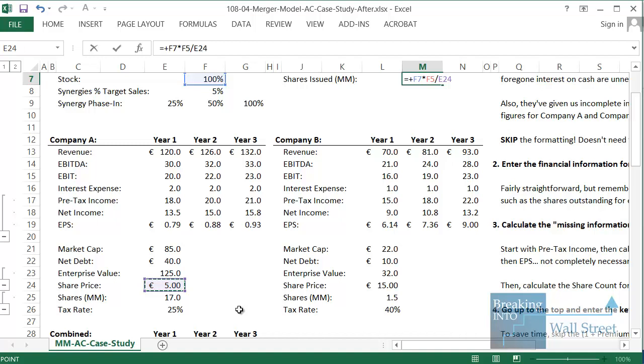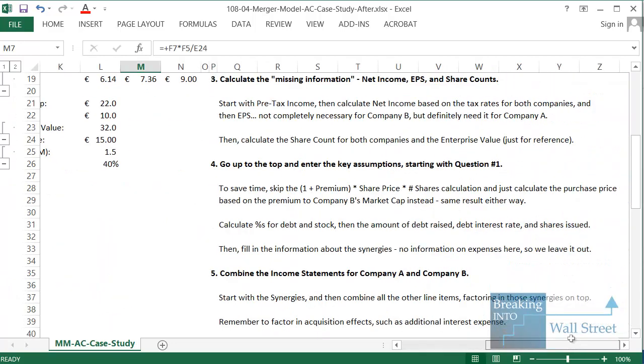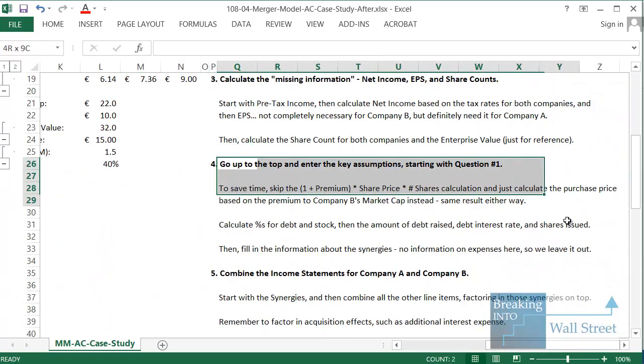There's no guarantee that the buyer's share price is going to stay the same, of course, but we don't have any information to the contrary. So in the absence of further information, we are going to assume that the buyer's share price is the relevant metric here, and they issue shares based on their current share price. So shares issued of 5.28 million right there. So we are now done with step number 4, going up to the top and entering the key assumptions.